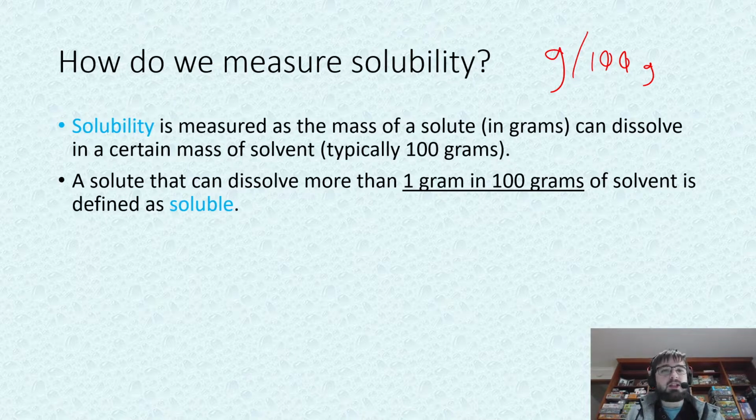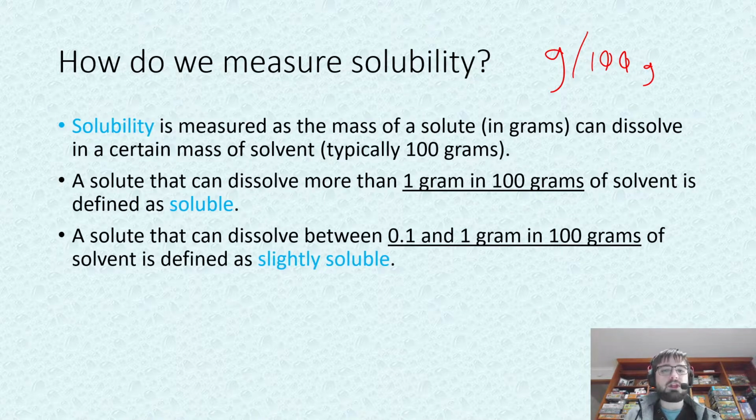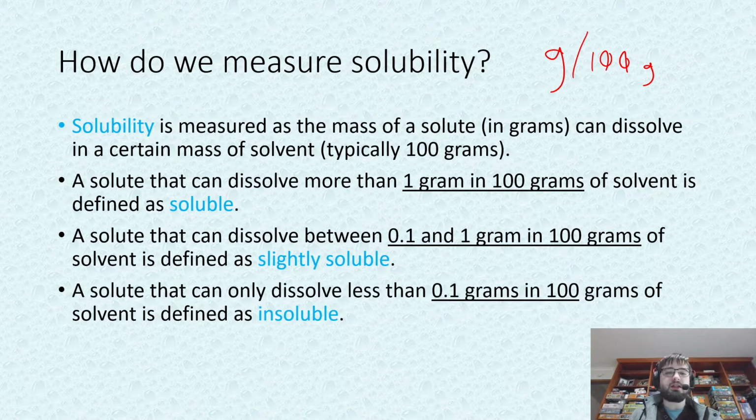And so there are these rough cutoffs in terms of saying whether we can say something's soluble, insoluble, or slightly soluble. So if the solubility of something is more than 1 gram in 100 grams, then we'd say it's soluble. So if you can dissolve 3 grams of something in 100 grams, then we call it soluble. If it's between 0.1 and 1 gram per 100 grams of solvent, we call it slightly soluble, and anything that's less than that we call insoluble.